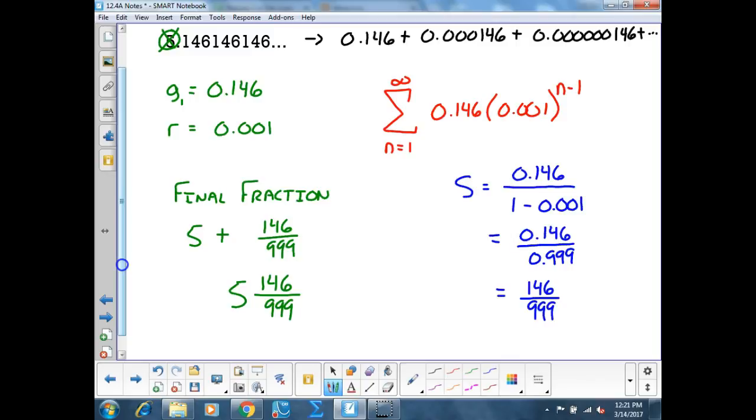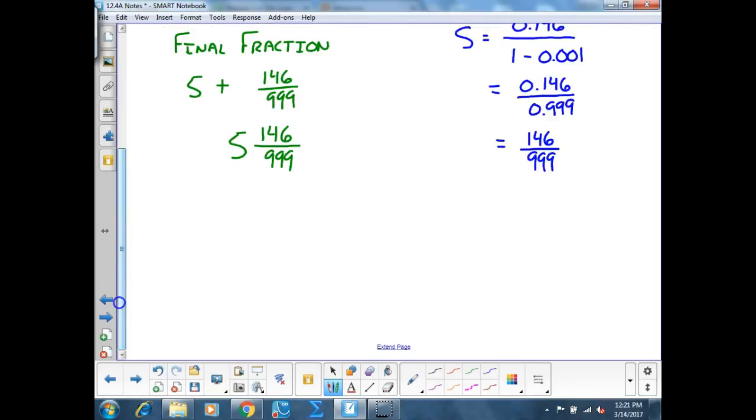Well, because the 5 then would be 4,995, right? Plus 146. So that's 1, carry the 1, 4, carry the 1, 1, carry the 1, 5. That one, right? Okay. Over 999. Yep.